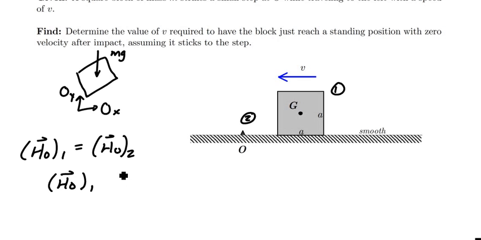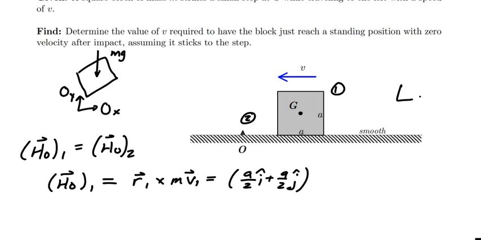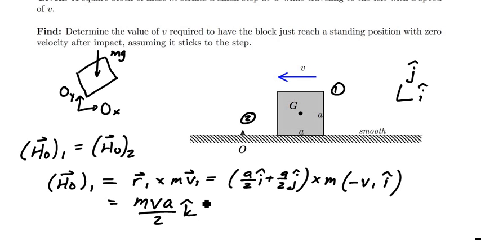So H about O at state 1: this thing is initially translating, so we can treat it almost like a particle. This is going to be r1 cross m v1, where r describes the position vector to point G from O. In this case it is a over 2 in the i plus a over 2 in the j, using conventional i, j coordinates, crossed with the mass of the block m times its initial velocity, which is minus v1 in the i direction. Expanding this out, i cross i goes away, j cross i gives me minus k, and minus a minus is a plus, so I have m times v times a divided by 2 in the k direction.